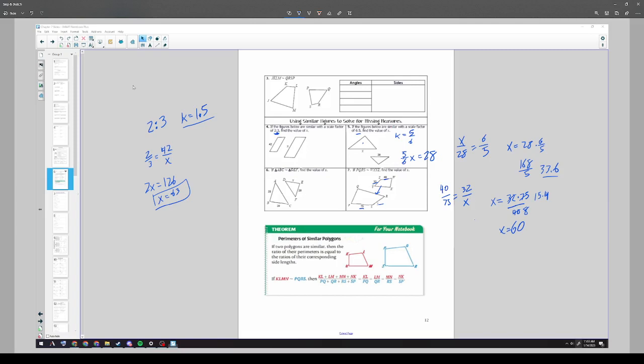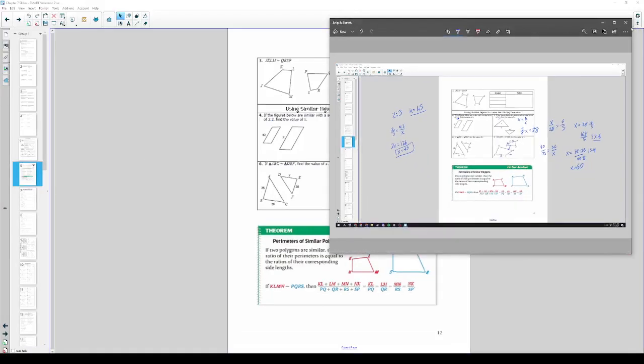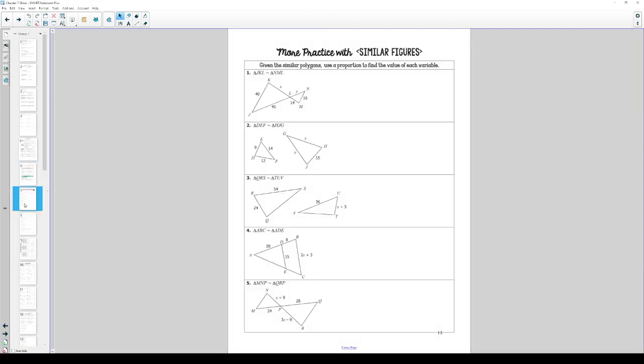long division type thing. Okay, so theorem, similar polygons: we already kind of understand that if we have a ratio of each side of similar shapes, that's the same as the ratio of the perimeter of those shapes. So it makes sense that if we added up all the numerators and all the denominators, they'd still be equal. So that's our theorem there about perimeters.